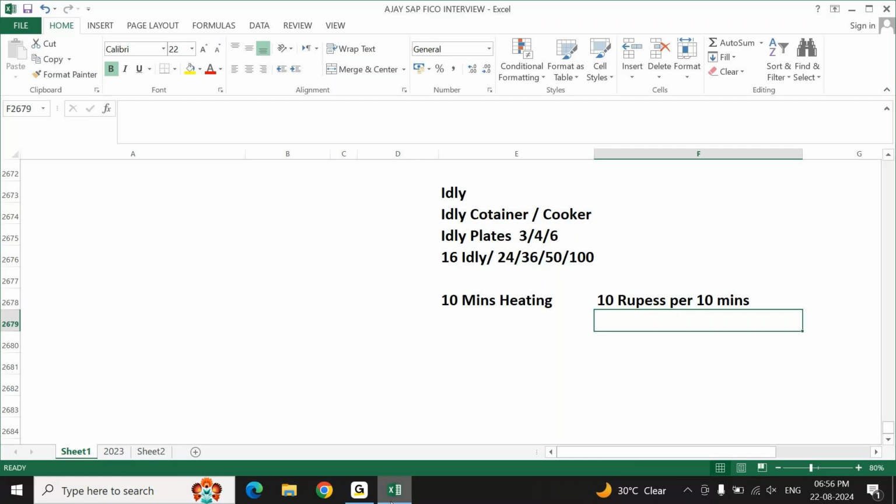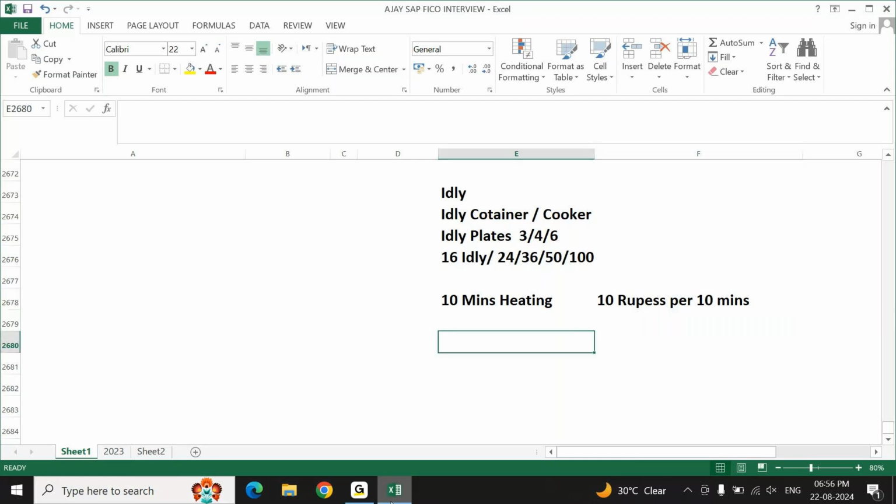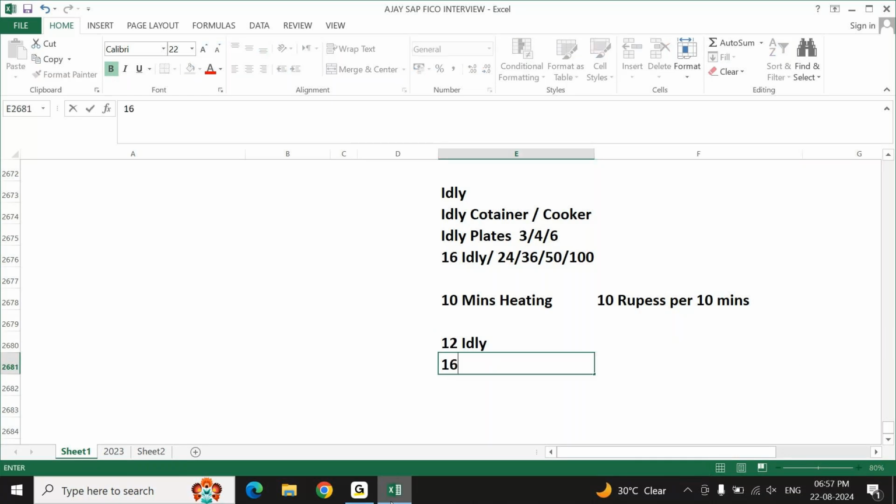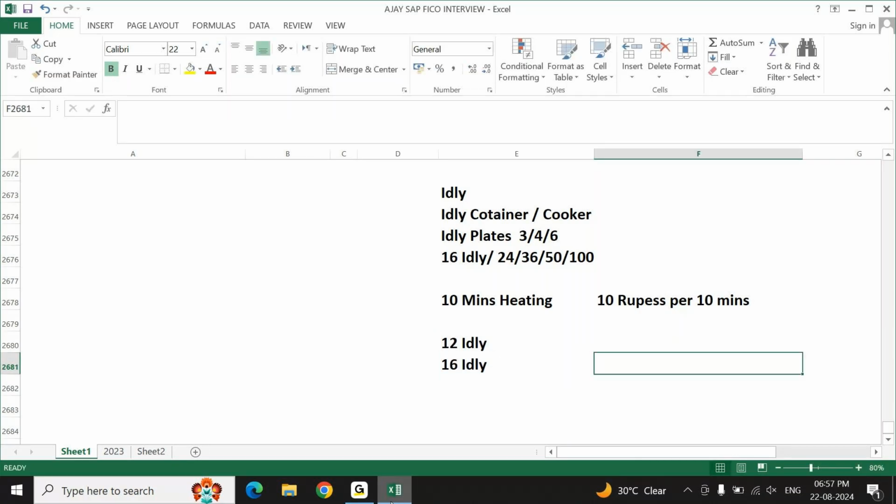Now, if I'm producing, let's say, 12 idlis, this 10 rupees will be shared by how many idlis? 12 idlis. If I produce 16 idlis, then 16. If I produce 24 idlis, 24. What is the cost here?